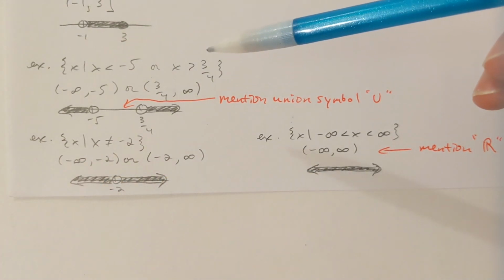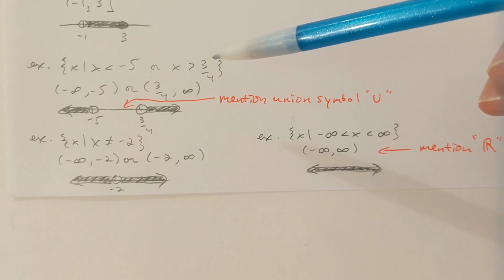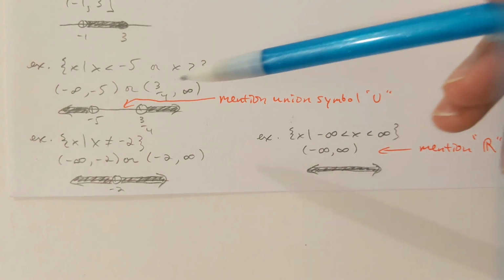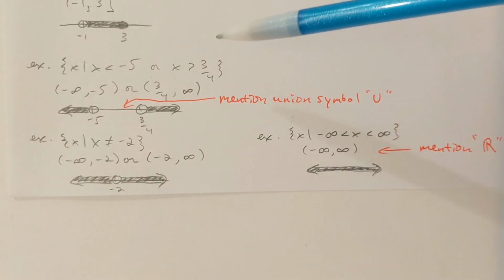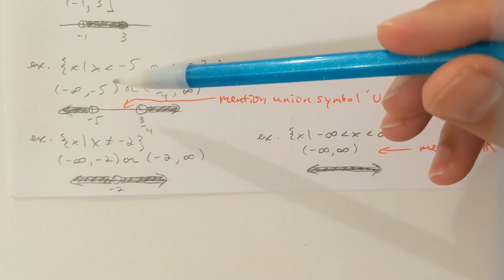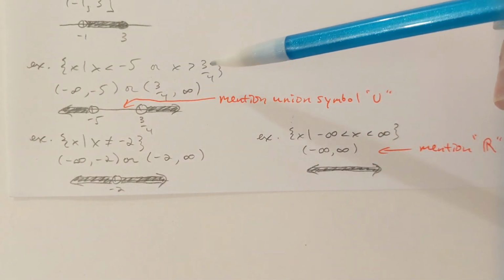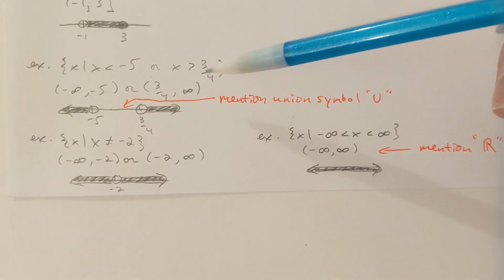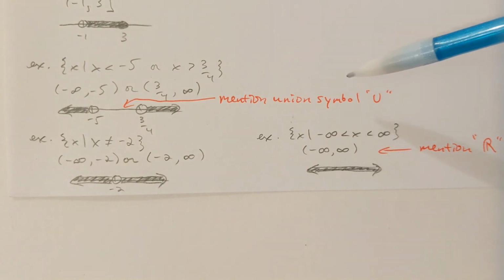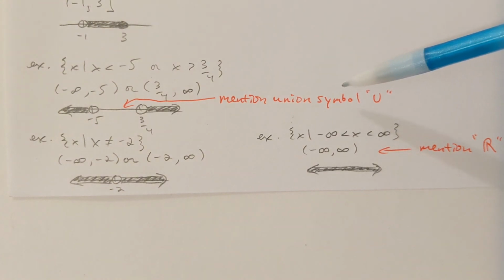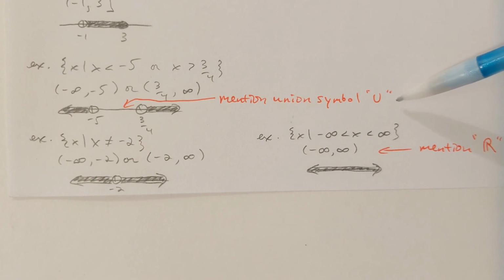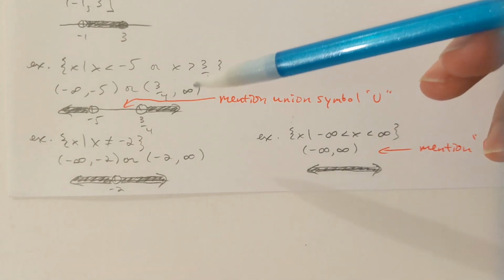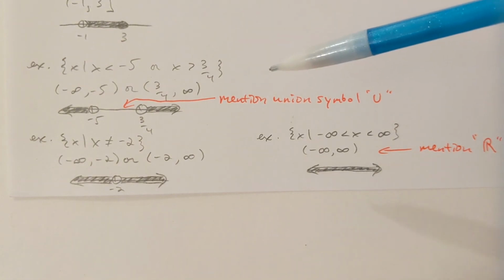Next one is the set of all x such that x is less than negative 5 or x is greater than 3/4. Well, x less than negative 5 as an interval means that I'd write negative infinity to negative 5, or x greater than 3/4 as an interval means I'd write 3/4 to infinity. Your book may use the union sign. Here's a picture of the union sign, and it means the same thing. It's as the word or. I just write the word or. Or is only 2 letters.